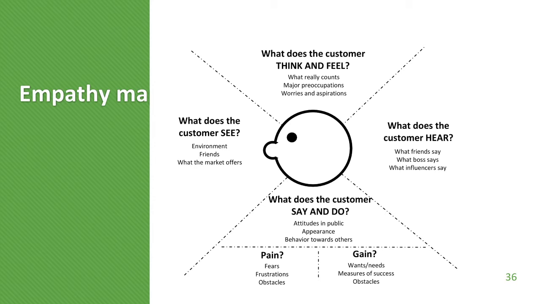What does their boss say about things? What are their friends saying? What's the customer seeing around them? Is the world crumbling around them, or is it in an amazing, wonderful state? And so they're kind of happy and they're seeing good things. What are they saying and doing publicly? What are they looking like?